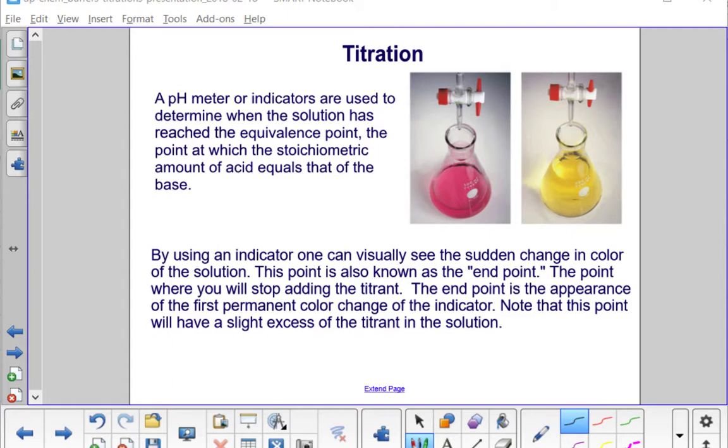So you can see here in the example, in the first Erlenmeyer flask on the left, the indicator starts as pink. And then on the right, as we add the titrant, it goes from pink to yellow. And when you add the titrant drop by drop, when you get the very first permanent change to yellow, that's how you know you're at the end point.